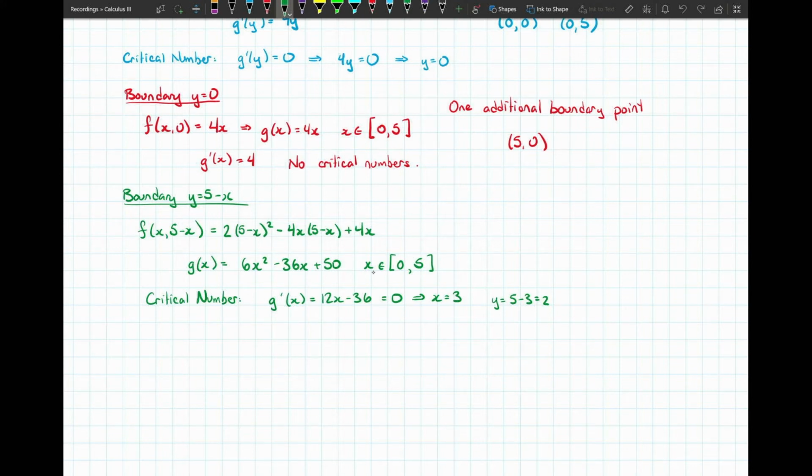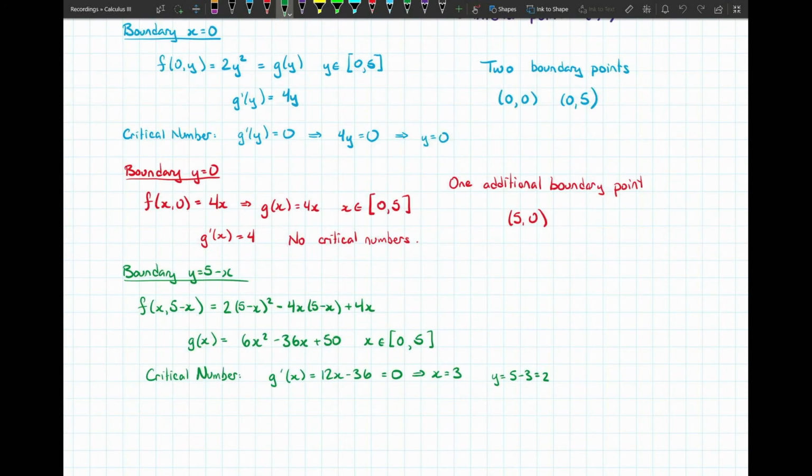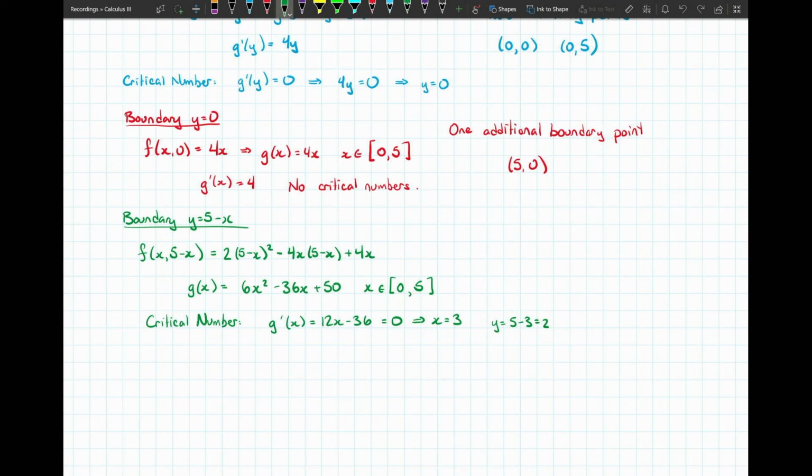As for the endpoints, when x equals 0, we get y equals 5, and we've got that point included already. That was actually one of the boundary points along the blue line. And if we let x equals 5, we get y equals 0. That is one of the boundary points that we already got along the red line. There's only one additional point to consider here on our function f. That's the point 3, 2.